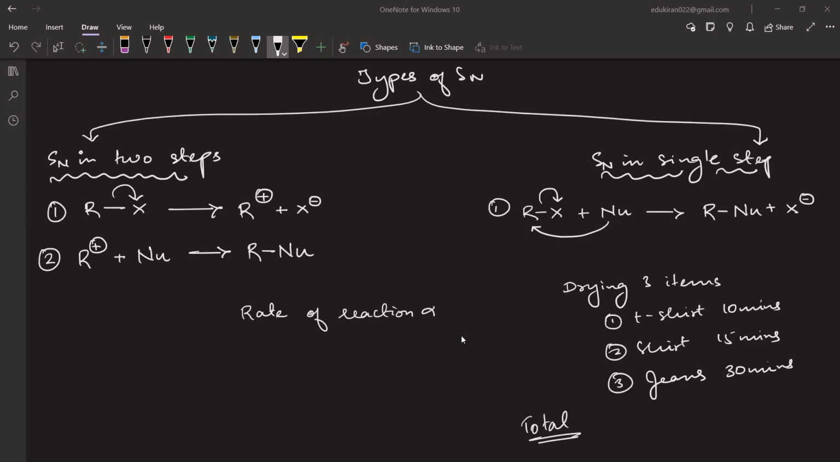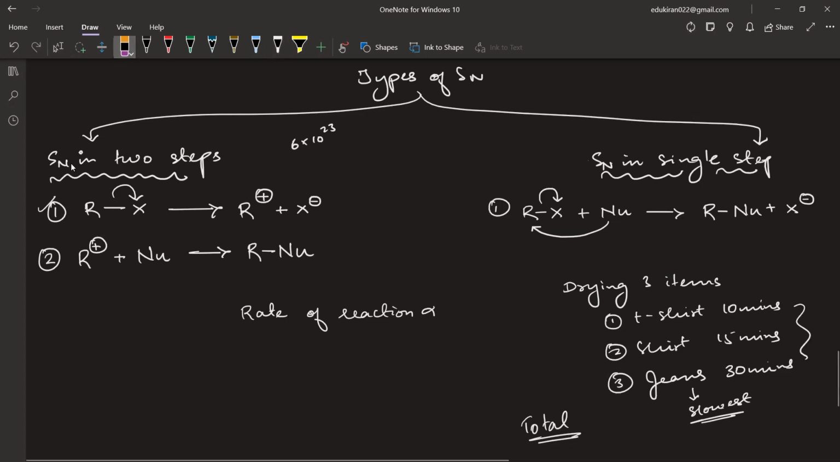Similarly here also, see, the jeans is the slowest step, right? Yes, the slowest. When I say these are 2 steps, it doesn't mean that the first will happen fully and only then the second will happen. That will not be the case. Let us suppose we are taking 6 into 10 to the power 23 molecules of RX, that is 1 mole, yes or no? Now, if any one of the molecules does the first step, it is ready to do the second step. We are not waiting, right? Similarly here also we are not waiting for anything, correct?